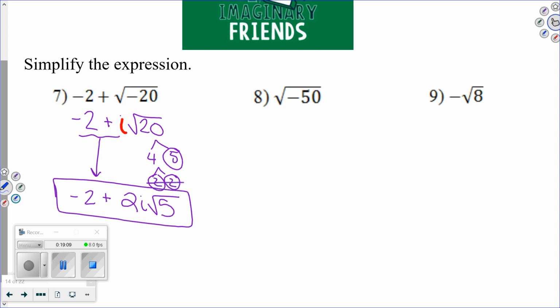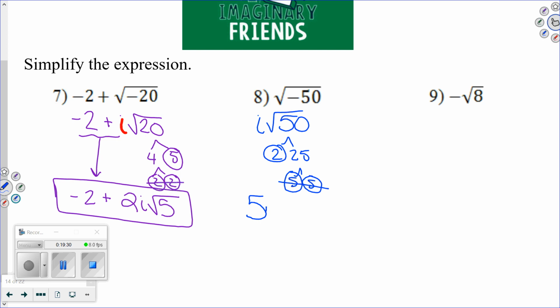All right, let me give you guys a couple minutes. I want you to try 8 and 9 on your own. Okay, 8 and 9. All right, so let's do number 8 first. So first thing, negative under the radical, let's pull that out. Then we can do our factor tree. And then we have a pair of 5s that come out. I have my I, and then I have a leftover 2. So 5I radical 2.